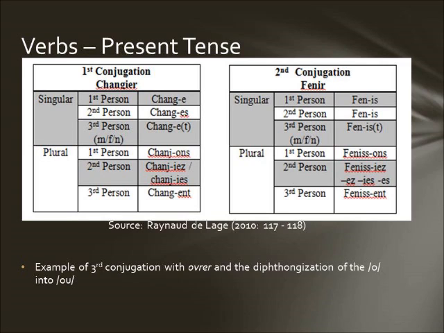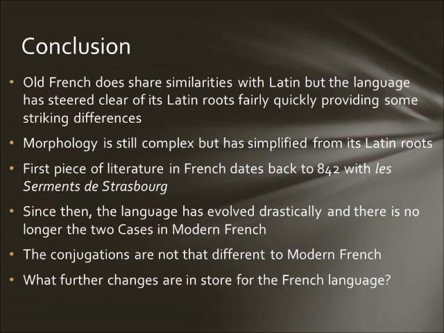And if we look at the second conjugation for finir, we have is, is, sometimes t for the third person, and then the root changes a little bit to finis, and then ons, iez, and then also variants of ez, ies, or es, and then third person is ent. And the source of this is Renan de Lage 2010, pages 117 to 118. And then an example of a third conjugation is with ouvrir and the diphthongization of the O, which becomes O. Okay, so that was just a very quick overview of just the present tense.